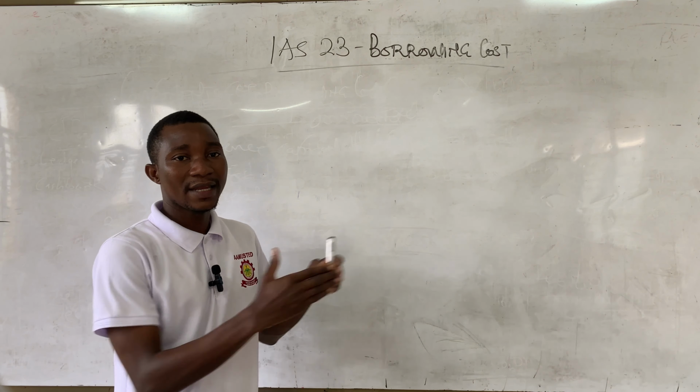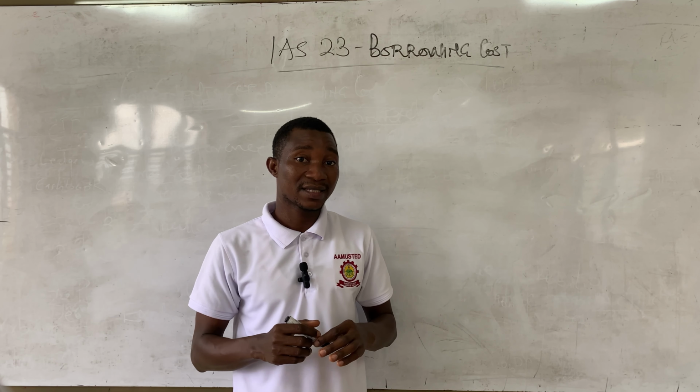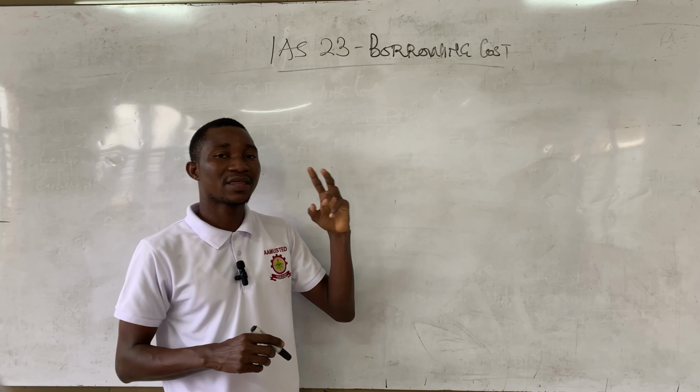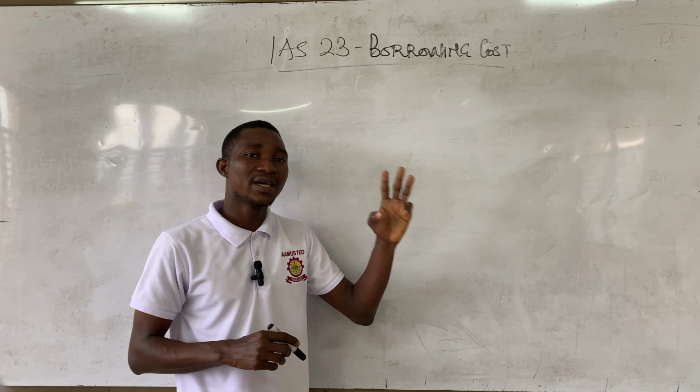The core principle of this standard is that an entity can only capitalize a borrowing cost if the borrowing cost is directly attributable to the acquisition, construction, or production of a qualifying asset, and all other borrowing costs should be expensed. That is the core principle. So if the borrowing cost is in relation to the acquisition, production, or construction of a qualifying asset, then that borrowing cost can be capitalized as part of the cost of the asset. With this core principle, there are three keywords that I need to explain to you.